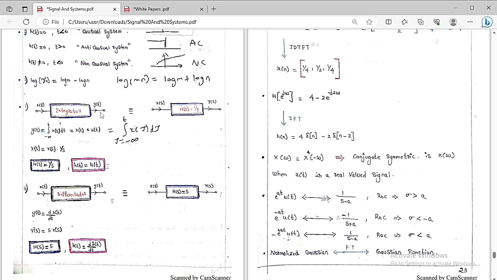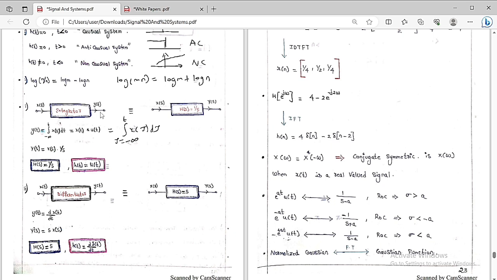X of t convolution of u of t, because I already told you whenever you are doing integration of a signal, it is a convolution of the signal with respect to u of t. So y of t is x of t convolution u of t. Then apply the Laplace transform on both sides, and we get y of s is equal to x of s into u of s. You know the Laplace transform of u of t is equal to 1 by s. So y of s is equal to x of s into 1 by s.